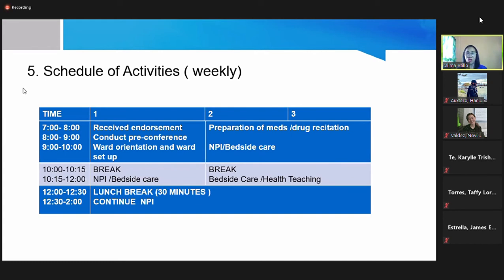Ang CI merong teaching plan, but the students are also having a schedule of activities per day, no? That you are going to follow and at the end i-evaluate mong self mo para hindi masayang yung araw mo na wala kang ginagawa, no? So at 7, receive the endorsement. Actually, our schedule of activities will start at 6:30. Did you know that? Sa Fonda?